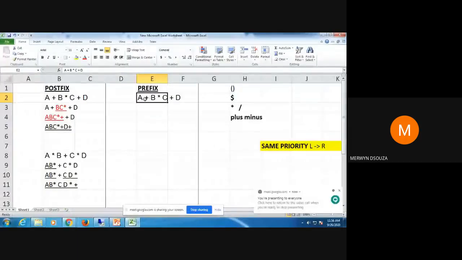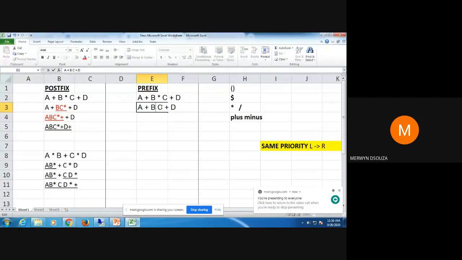So again here you have to decide which is your highest priority. Highest priority is multiply. So solve this first. When you solve it, now you put the operator before. When you solve this, you put that multiply sign before this. So when you put it before, it will look something like this. Multiply, and since you have solved it, underline.